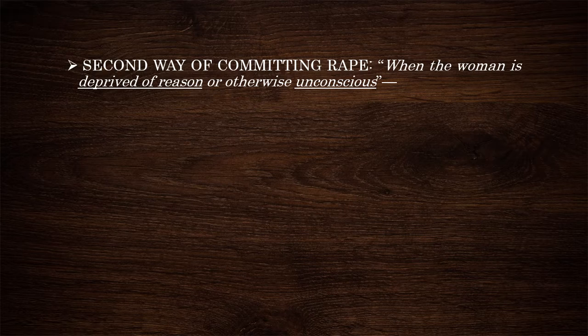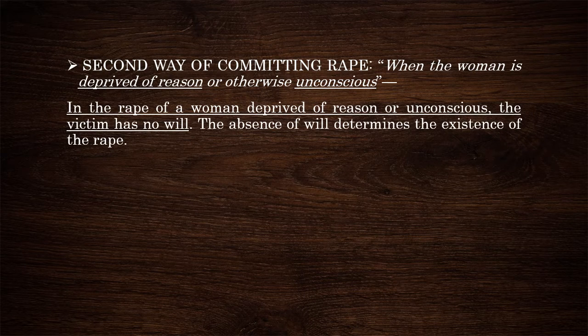Second way of committing rape, when the woman is deprived of reason or otherwise unconscious. Now here, the offender has carnal knowledge of a woman who is deprived of reason, or he has carnal knowledge of a woman who at the time of sexual intercourse was unconscious. In the rape of a woman deprived of reason or otherwise unconscious, the victim has no will. The absence of will determines the existence of the rape.